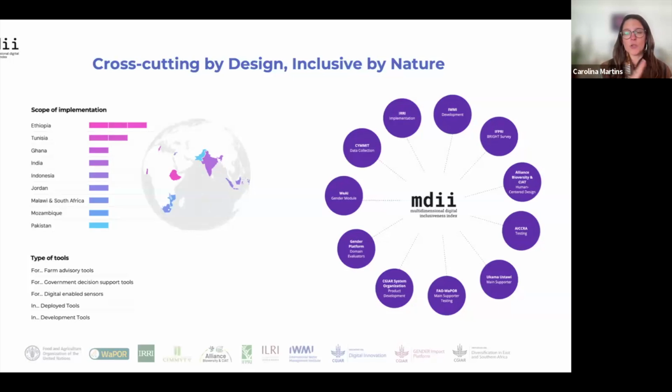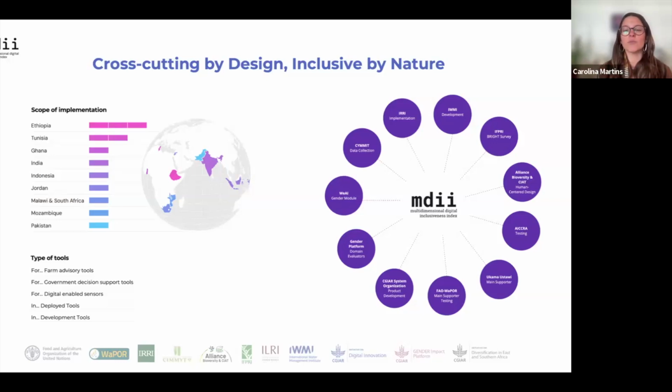create an ecosystem. So on the right-hand side, we can see that we have IRI that is collaborating in terms of implementation. We have CIMIT that is contributing with data collection. We also have a gender platform, which are the main evaluators. I'll explain briefly what this means. We have Alliance helping on the human-centered design. IFPRI also applied a portion of the MDII in their Bright survey. We have FAO and WAPOR as a main supporter that enabled us to have access to a first set of pilot tools so we could apply the MDII.